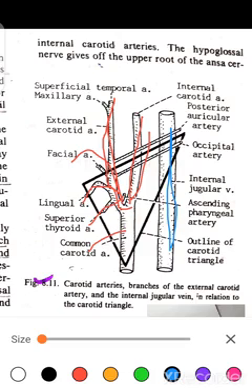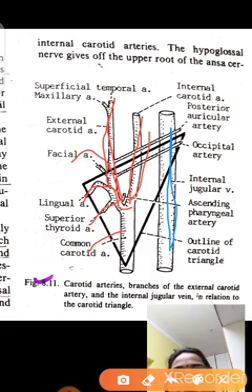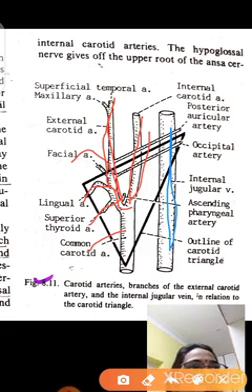See, the posterior auricular artery and occipital artery are branches of the external carotid artery only. Then the internal jugular vein, the ascending pharyngeal artery, and the outline of the carotid triangle. So these are the various contents of this carotid triangle.